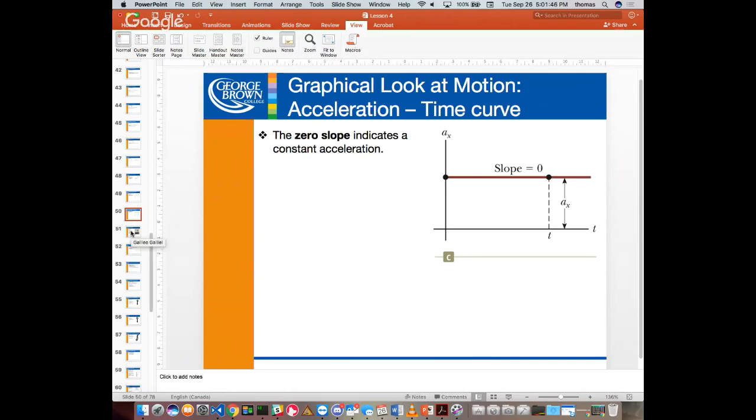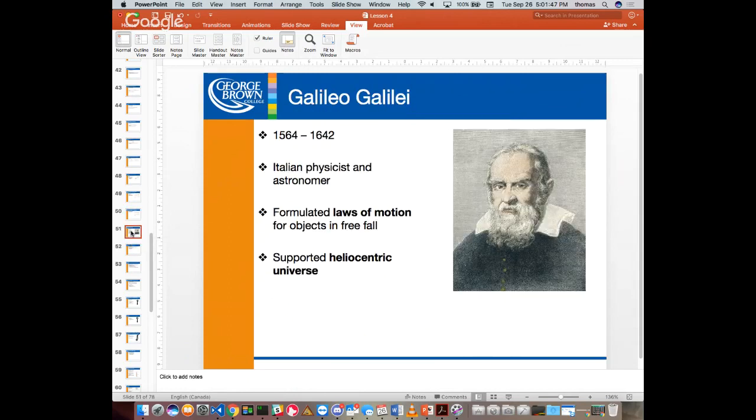Okay, changing gears a little bit. We're moving into this idea of this dude, Galileo Galilei, right? He's an Italian physicist, mathematician, astronomer. He was one of the fathers of physics, back in the day.